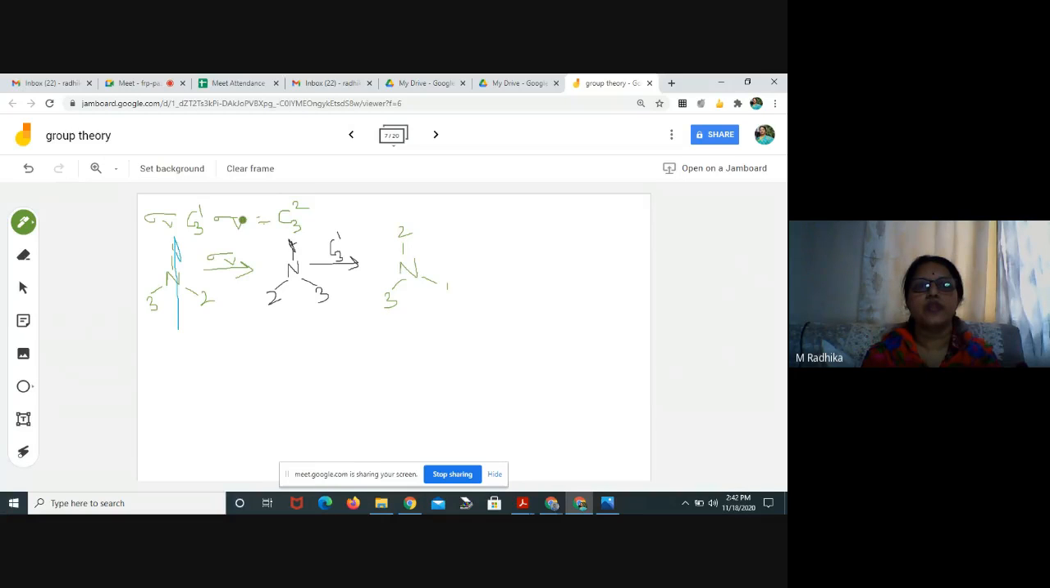What should I do again? I should do a vertical plane reflection. Okay, so I will do this reflection. What do I get? I am doing the sigma v reflection again. So when I do the sigma v reflection, the 2 is as it is, and 3 and 1 are reflected. So 1 here and 3 here. Okay.